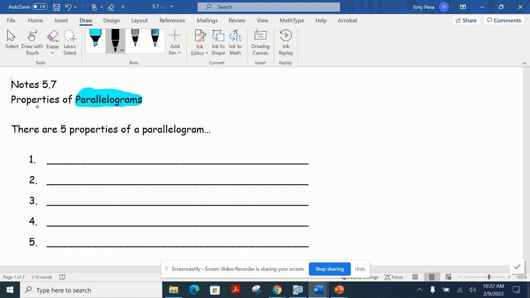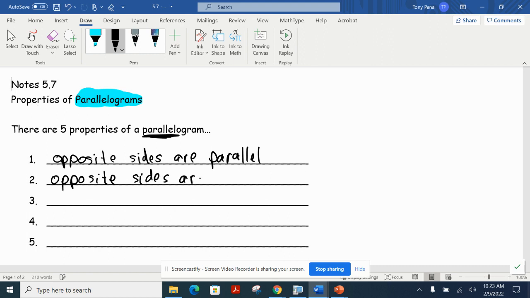So the first couple of properties of a parallelogram is that opposite sides, and this is the big one, are parallel. Hence the name parallelogram. Okay? So that's pretty obvious. Opposite sides need to be parallel. The other thing that is true that's pretty obvious that you should all know and remember from last year is that opposite sides are also congruent.